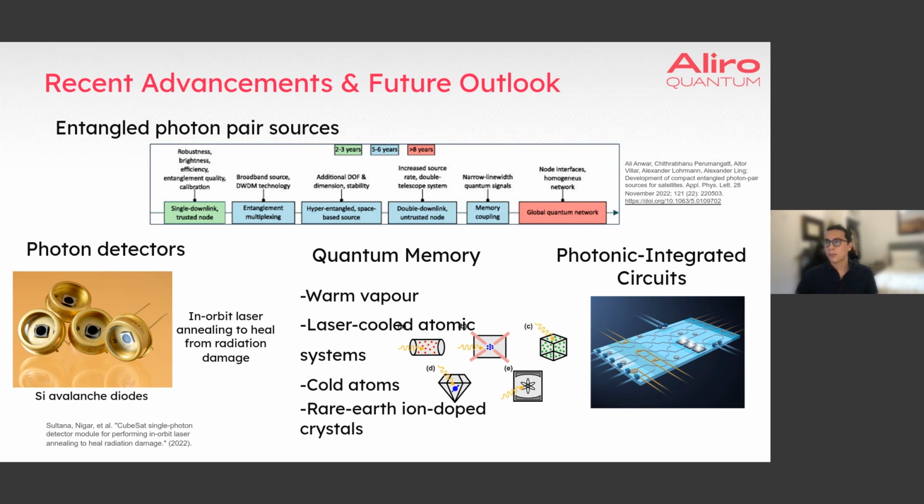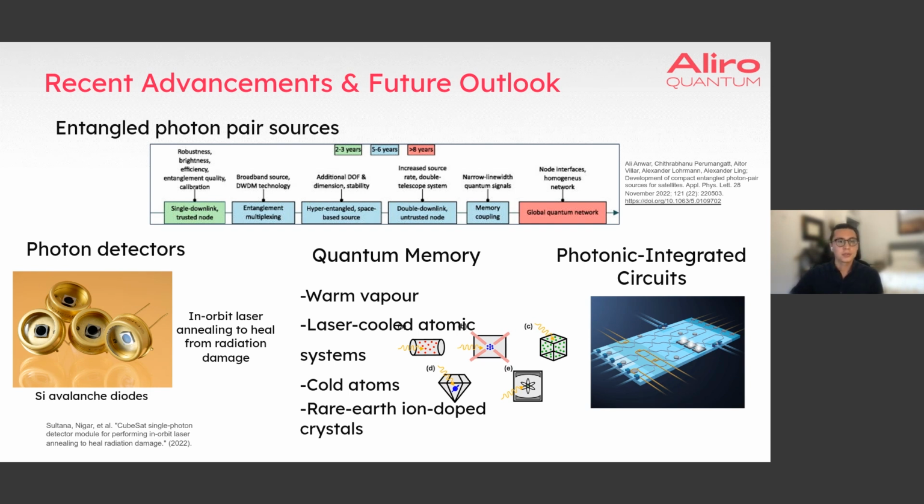So I'd like to wrap up with some recent advancements and a little bit about where we're going from here. Photon sources are critical in any quantum communication system. Right now we have demonstrated entangled photon pair sources deployed on satellites back in 2016 with the MISSIUS satellite, for example. So where do we go from there?